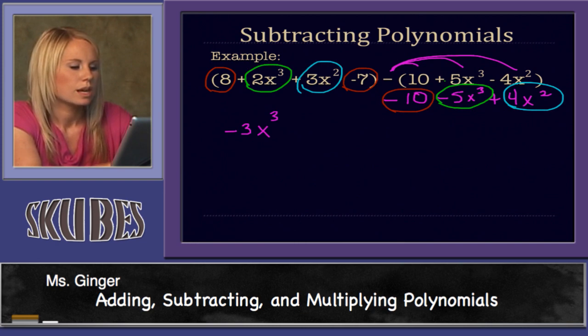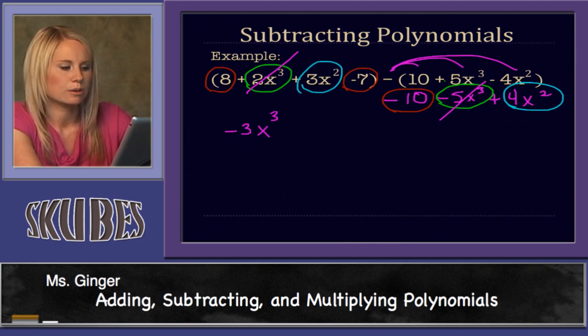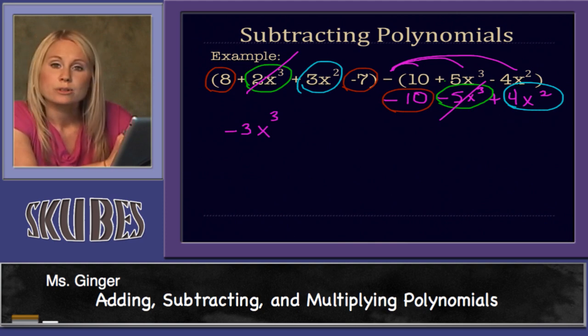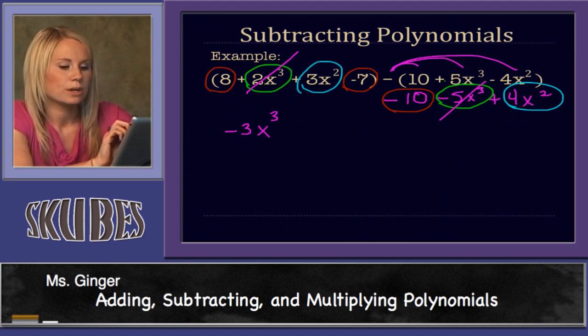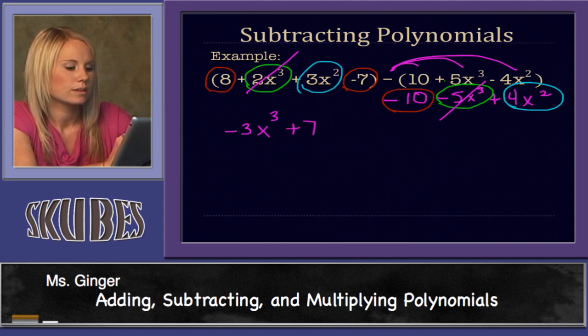Negative 3 of those. Another helpful thing is to kind of mark them out when you're done. And that helps you see what you have left. The powers of 2 coming together next. 3x squared plus 4x squared. That gives me 7 of those x squared terms.